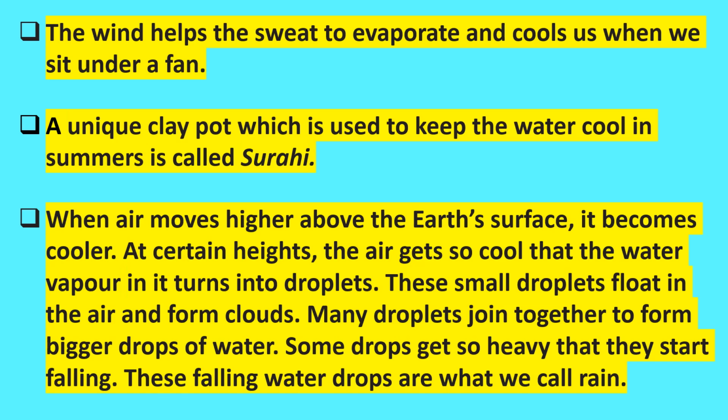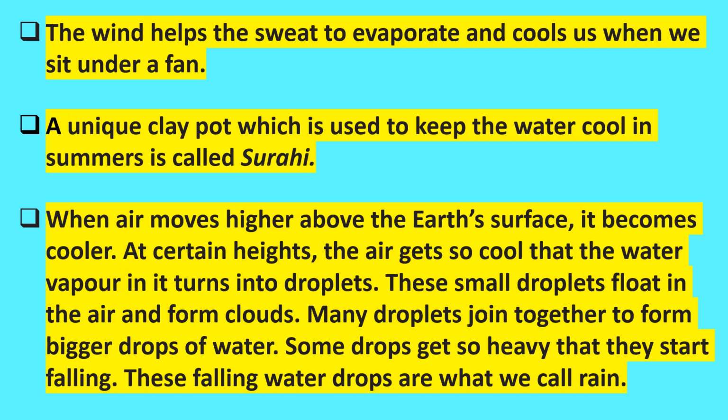When air moves higher above the earth's surface, it becomes cooler. So when the air moves to a higher place above the earth's surface, it becomes cool there. At certain heights, the air gets so cool that the water vapor in it turns into droplets.